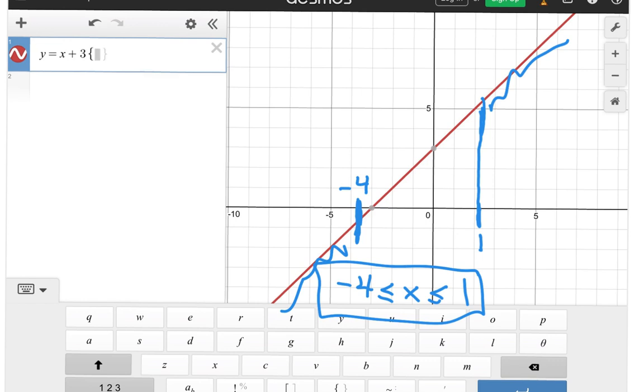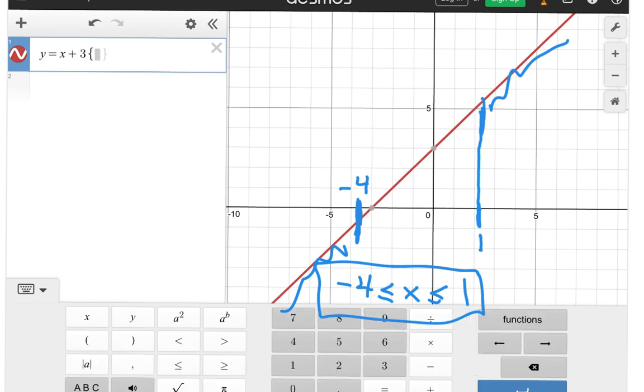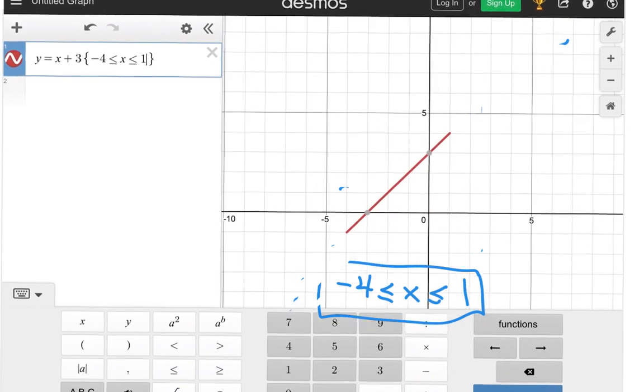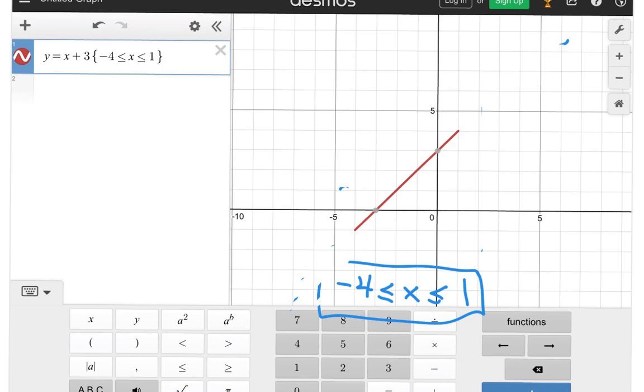I'm going to go back to the keypad. -4 is less than or equal to x, and I did not put that in the right place. -4 is less than or equal to x, which is less than or equal to 1. And what happened is I no longer see the rest of that line. My line now starts when x is -4 and it ends when x is 1.